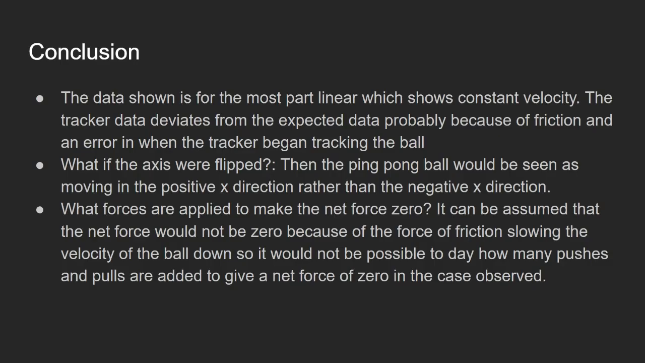In conclusion, the data shown is for the most part linear for the tracker values, which shows constant velocity. It deviates a little bit from the expected data, probably because of friction or an error in when the tracker began tracking the ball. Now, what if the axes were flipped? Then, like I mentioned, the ping pong ball, instead of being seen as moving in the negative x direction, would be seen as moving in the positive x direction.